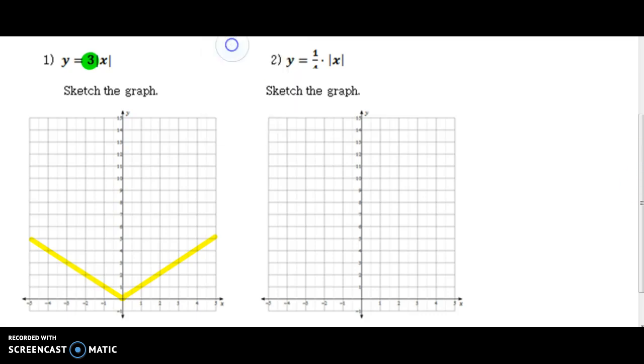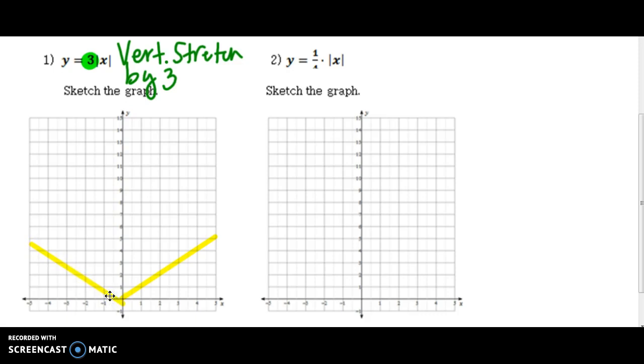But this guy that we're working with right now, this one's going to be a vertical stretch. Whoa, what just happened to my graph? It's moving. By 3, meaning it's going to get 3 times taller. Okay, let's try to put this thing back.